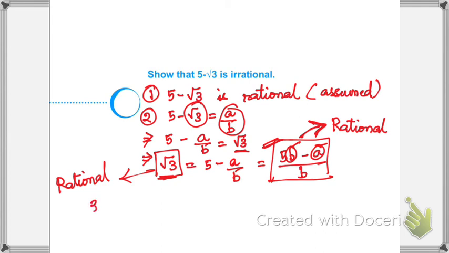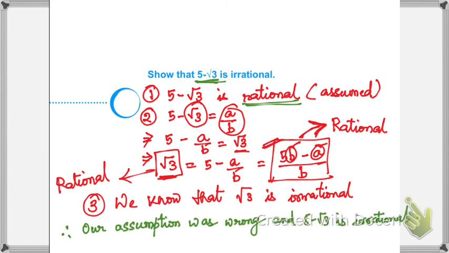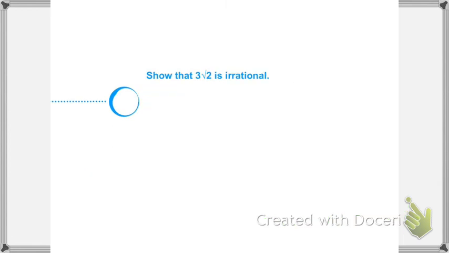But we know that root 3 is irrational. Therefore, our assumption was wrong, and this 5 minus root 3 is not rational, it's rather irrational. Therefore, our assumption was wrong and 5 minus root 3 is irrational. Same way, we will go for the next question as well.